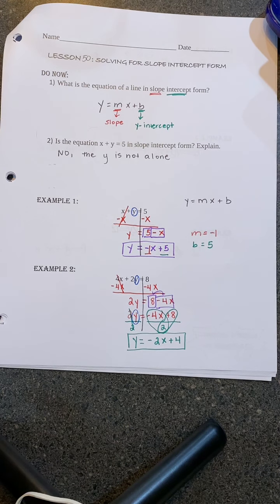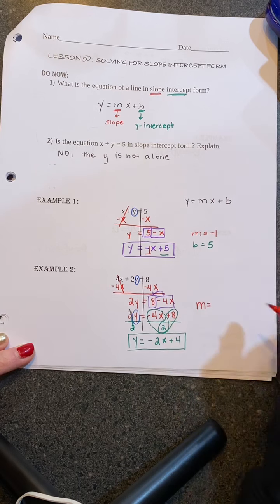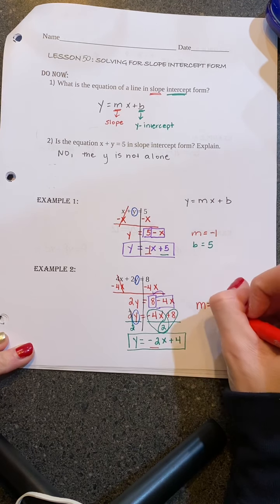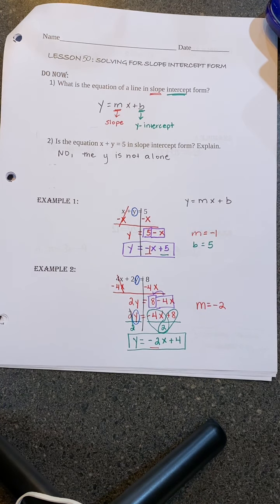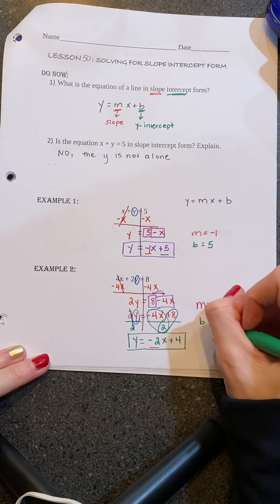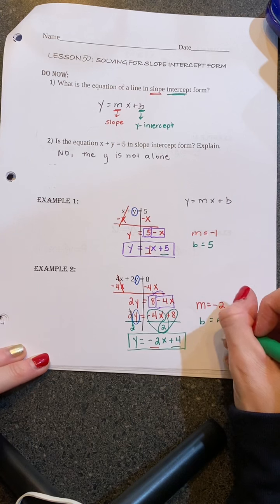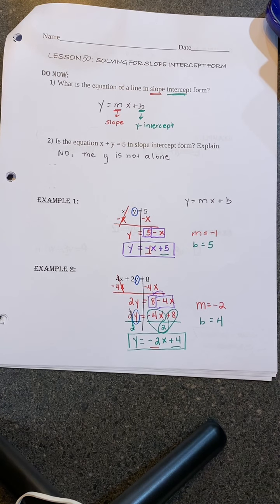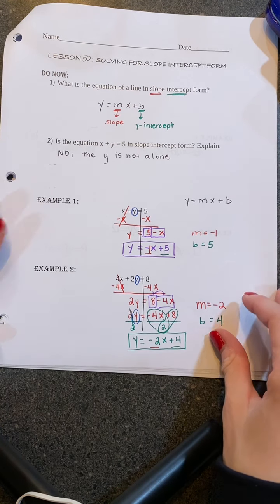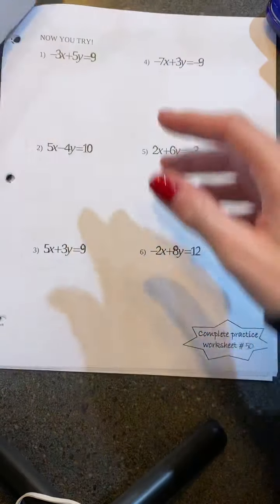And then just for review, what is my slope here? Remember, slope's always attached to the x, so it's the negative 2. And what is the y-intercept here? That's the number that's alone, which is the 4. All right, let's flip over to the next page.